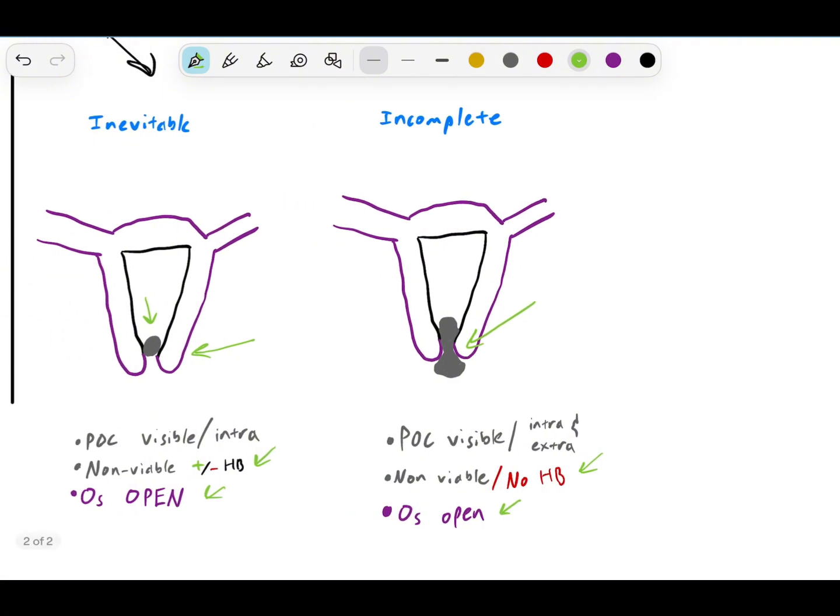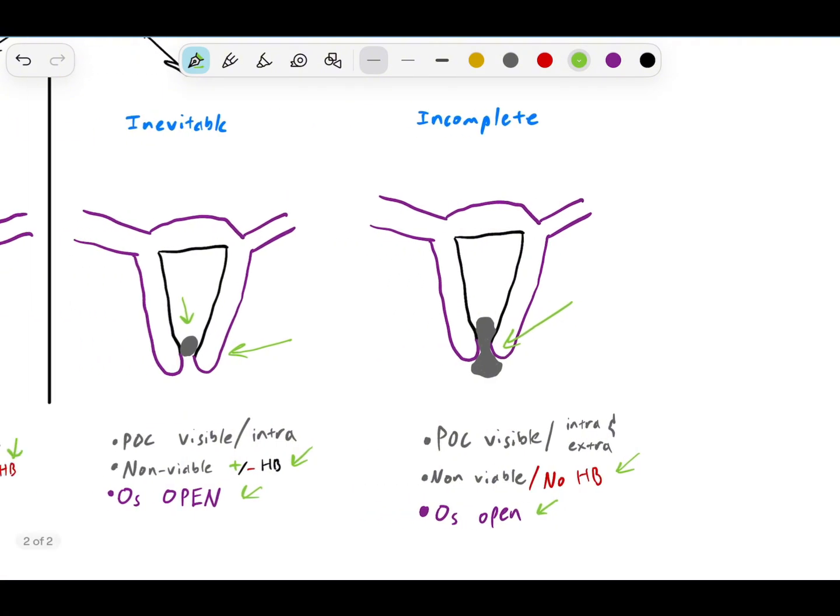You may ask yourself, so how do I distinguish between inevitable and incomplete? Well, the way I like to think about it is that if the products of conception have now passed through the cervical os and some of it is intra and some is extra, then you have incomplete. Whereas if it still remains retained within the uterus, even if it is visible, that is inevitable.